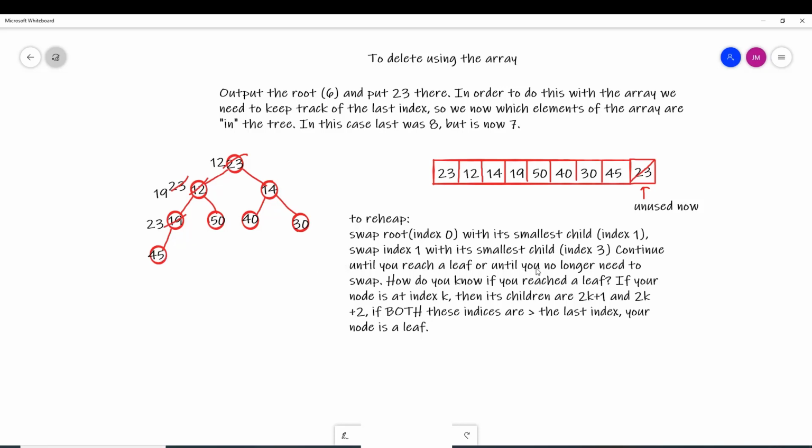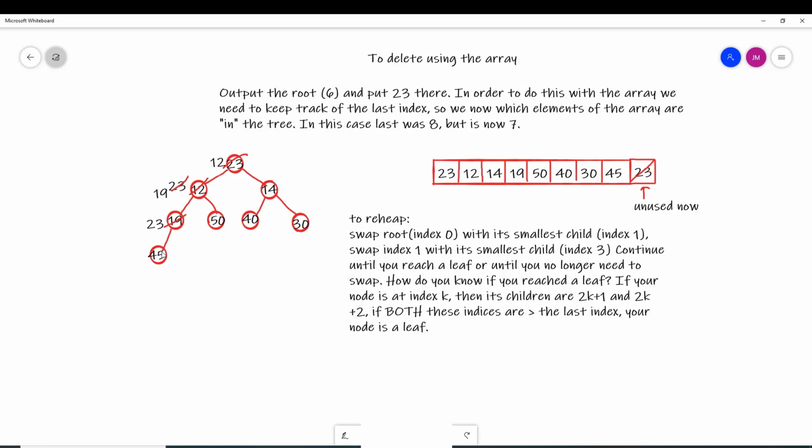And how do I know if I reach a leaf? You have to look at the index of the node you're considering. Its left child is at 2k plus 1. Its right child is at 2k plus 2. If both of those numbers are bigger than last, you remember last was the index of the last element in my heap, then it's a leaf.